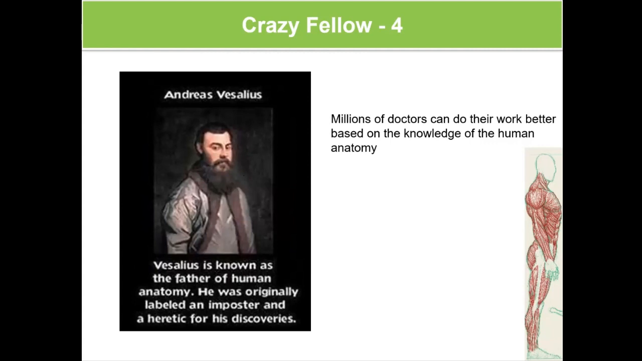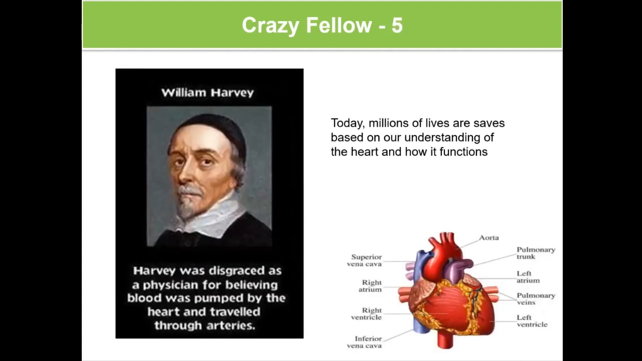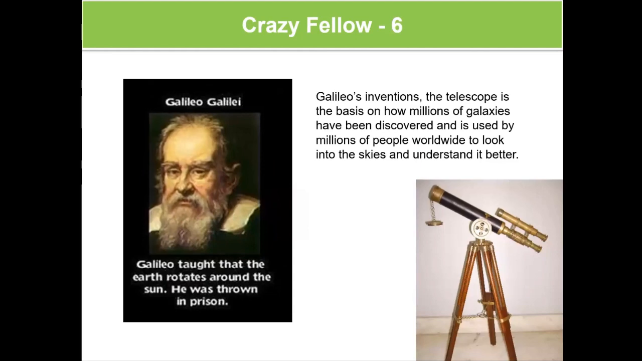Vesalius, Zola. I'll let you go through all of this on your own. Galileo Galilei is considered one of the greatest inventors and scientists of all time, who invented the telescope. People also called him crazy, and he was thrown in prison for saying that the Earth rotates around the sun. Again, he did not give up, although a lot of people were making fun of him or putting him in prison. He kept to his belief system.